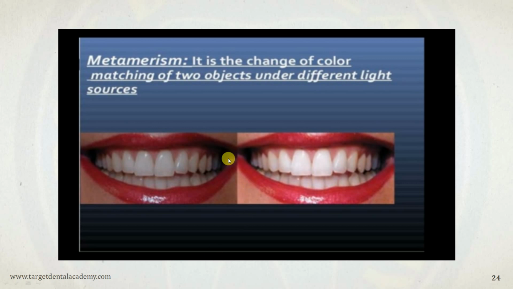So as I've already told you, it is a change in the color matching of two objects under a different light. Can you see this? The change in the color is known as metamerism.